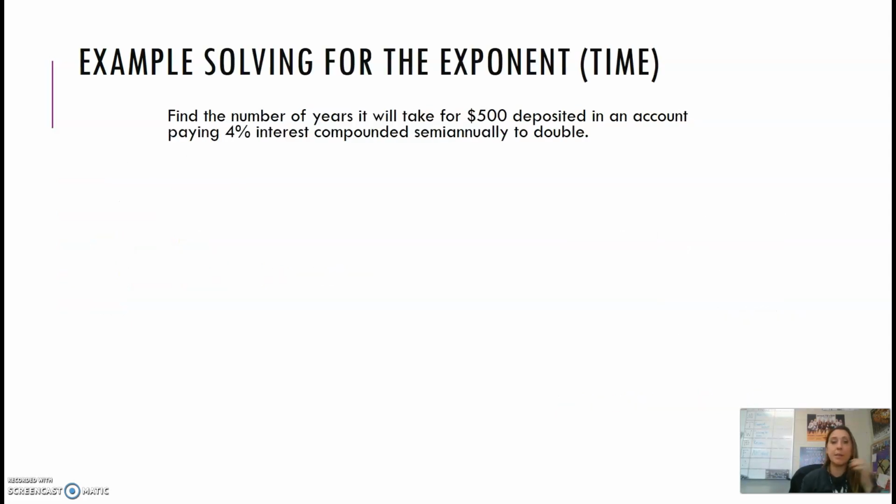So here's another example using compound interest where we're solving for something. And for this one, we'll be solving for time. So there are 2 things that are a little bit difficult on this.